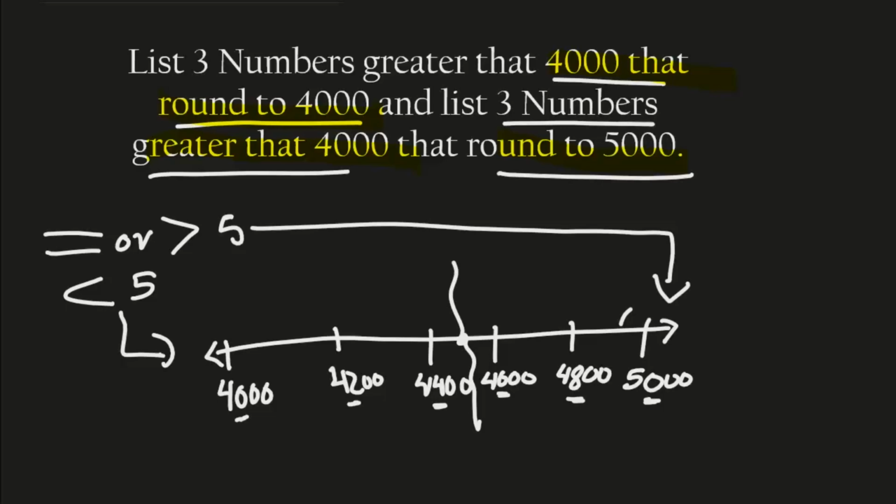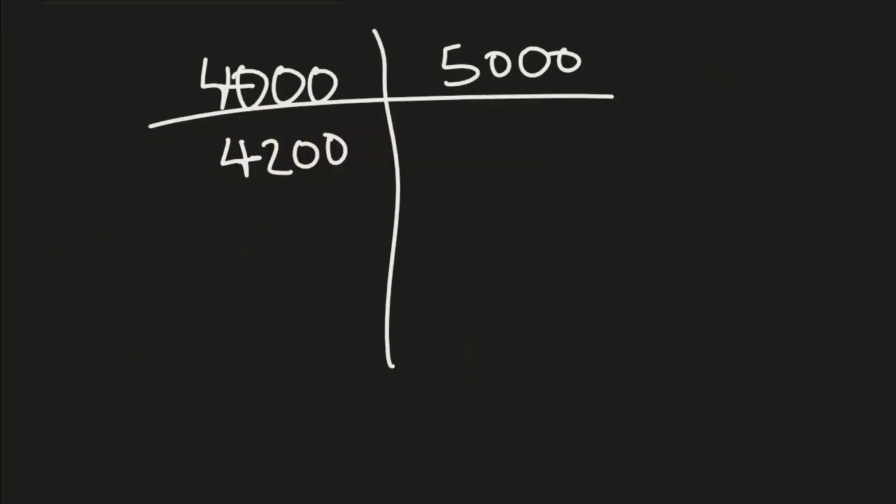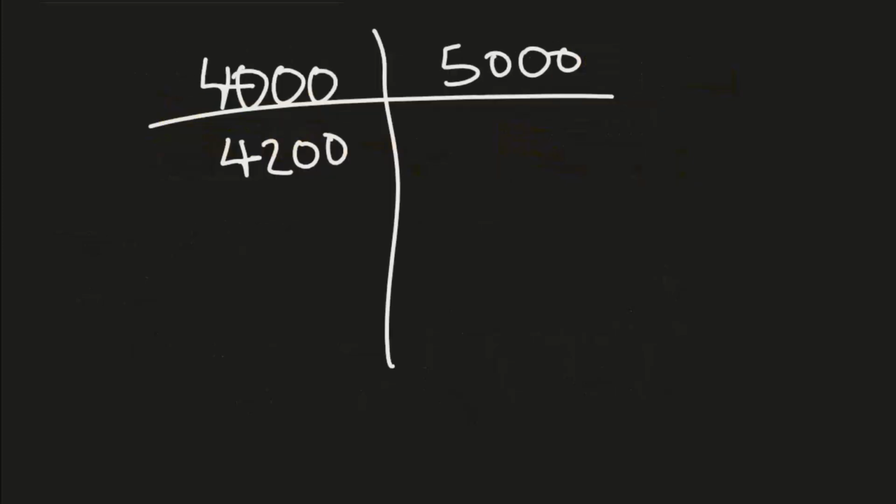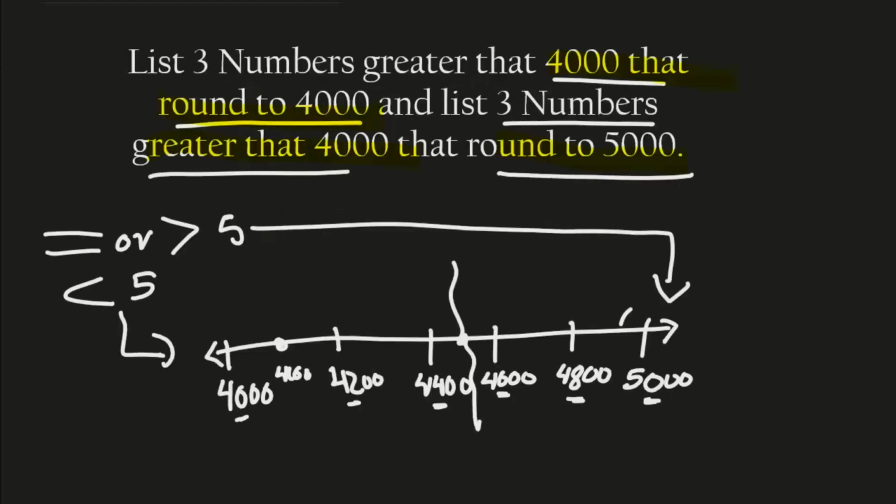Okay, now let's see. Let's do 4,200. It rounds to this. So let's draw a list and let's put 4,200 on the 4,000 side. And let's do 4,100 would probably be right here. So I'm just gonna write it here and let's write it on the list. 4,100. Let's do one more number. So let's do 4,350. Probably be somewhere there.